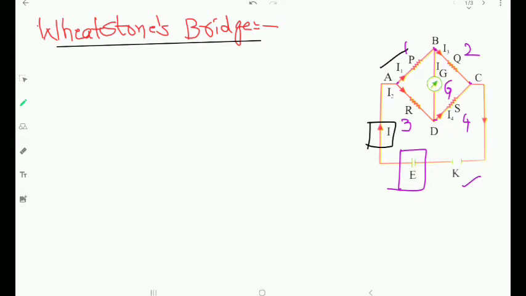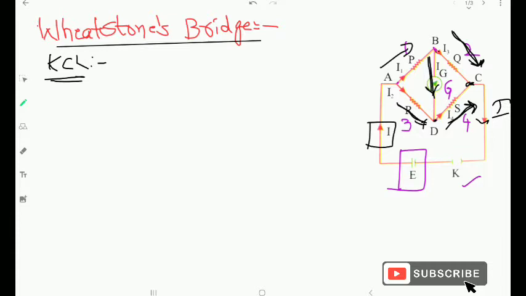I1 flows from A to B, and I2 flows from A to D. At junction B, I1 splits into two more currents: I3 flows from B to C, and IG flows through the galvanometer from B to D. At junction D, I2 and IG combine and form current I4, which flows from D to junction C. At junction C, I3 as well as I4 combine and form current I in the circuit.